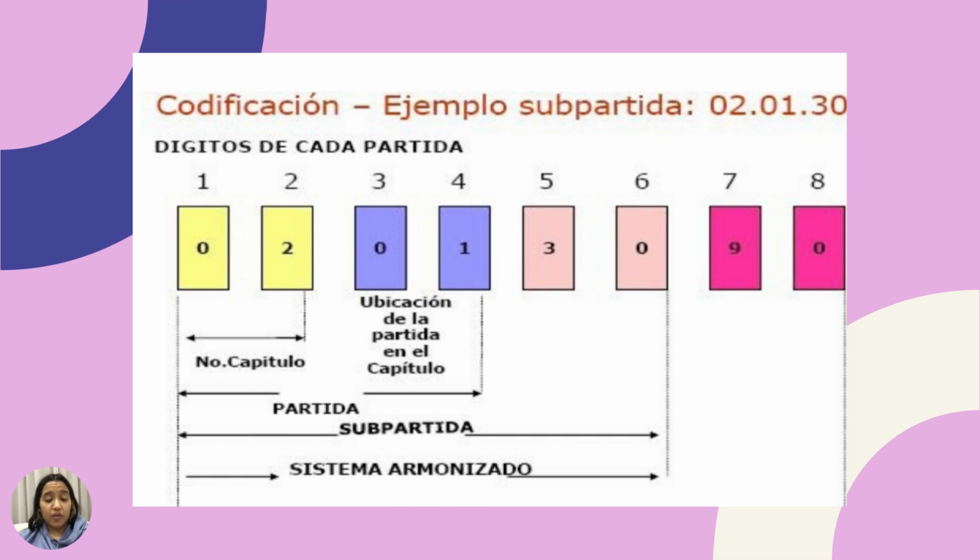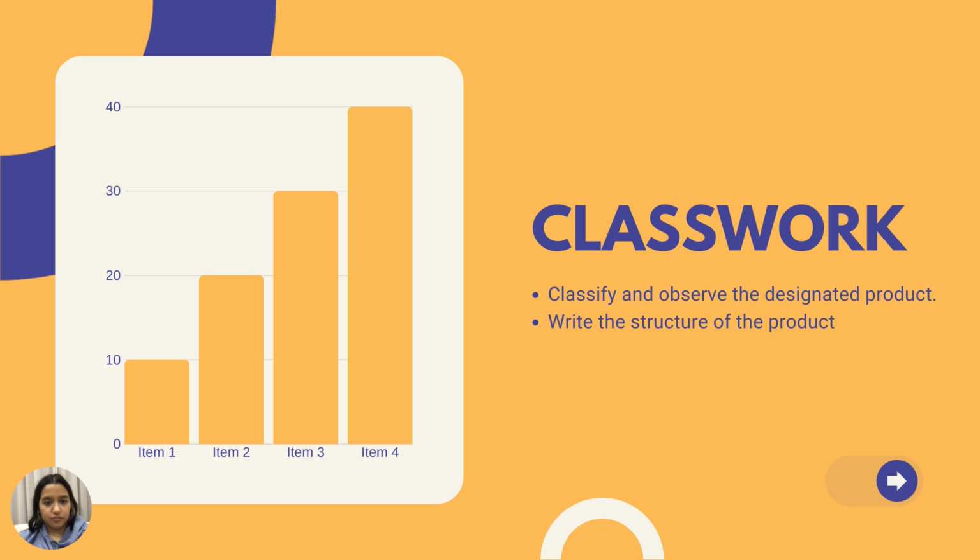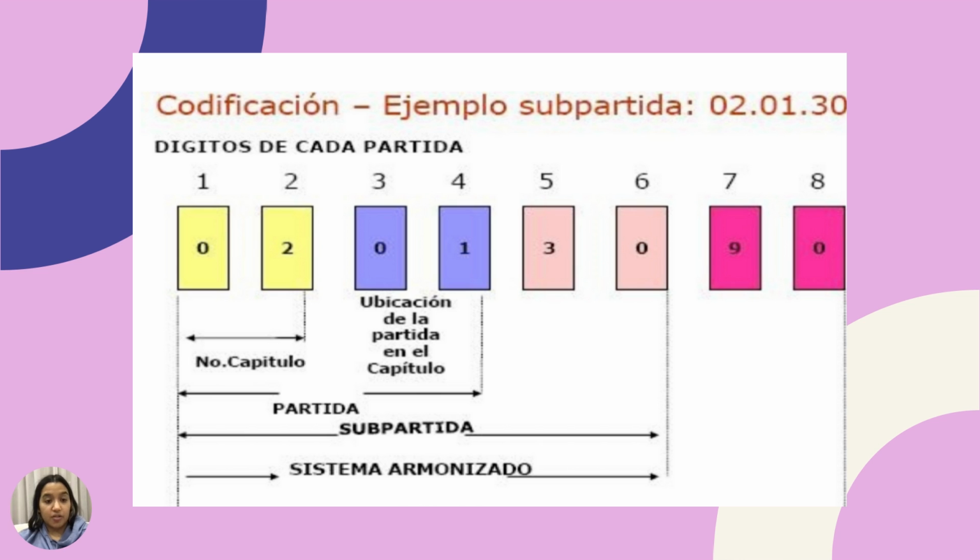Then the tariff code will be 02013090. That's the complete tariff code. So that's the structure of it. I want to say every product needs to have a section, a chapter, a heading, and a subheading. Every product you're going to search.